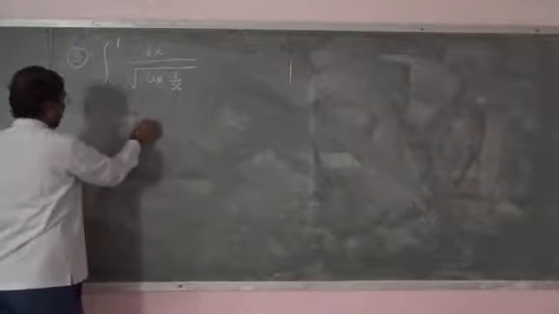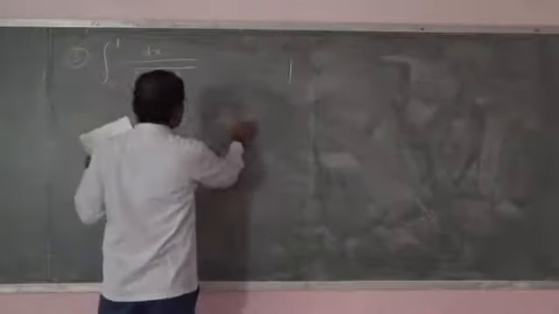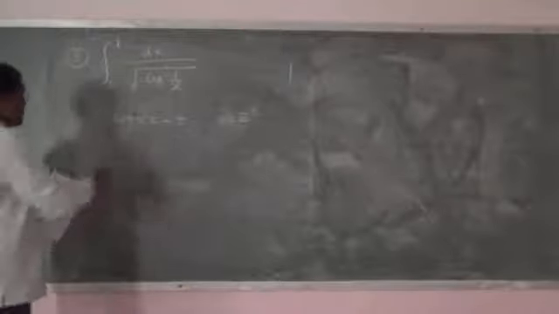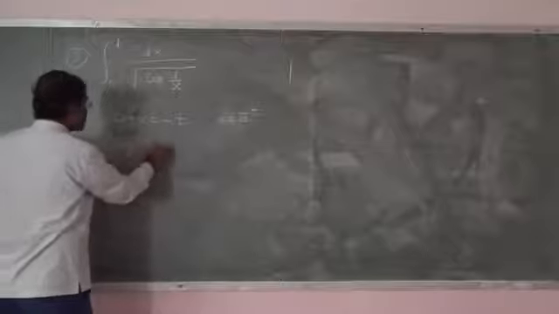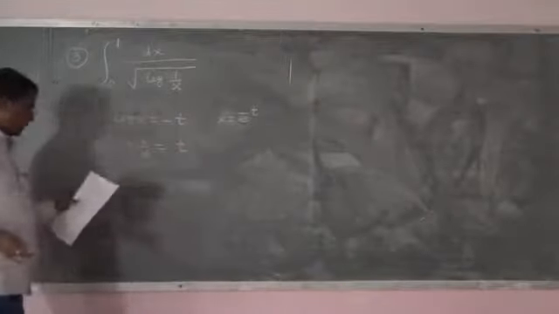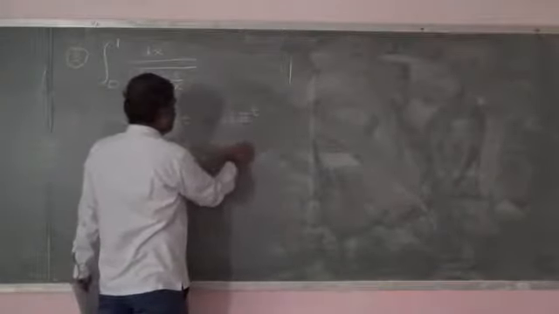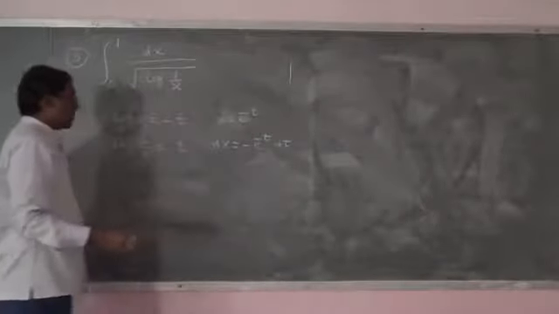So log x is equal to minus t, therefore x is equal to e raised to minus t. And remember, when log x is equal to minus t, log 1 by x is equal to plus t. So now x is equal to e raised to minus t, and dx is equal to minus e raised to minus t dt.